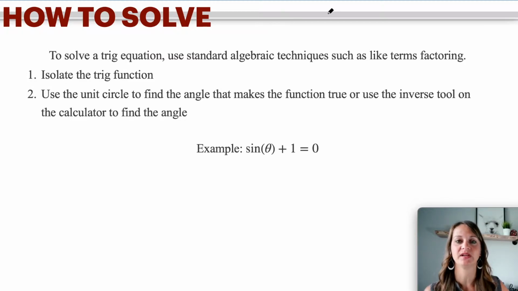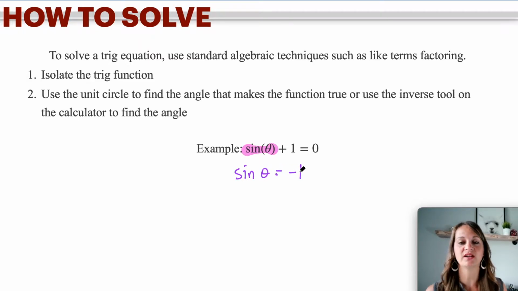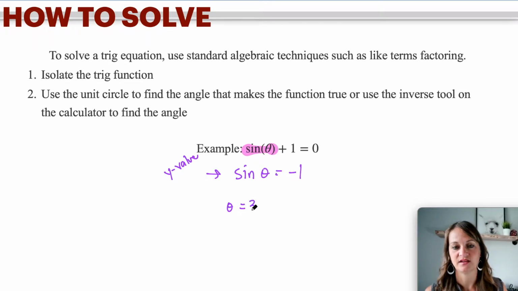So for example, I need to isolate sine. In order to do that, I'm going to subtract 1. So sine of theta equals -1. Now you've got to think of where on the unit circle is sine. Remember, sine is your y value. Where on the unit circle is your y value equal to -1? That happens at 3 pi over 2.